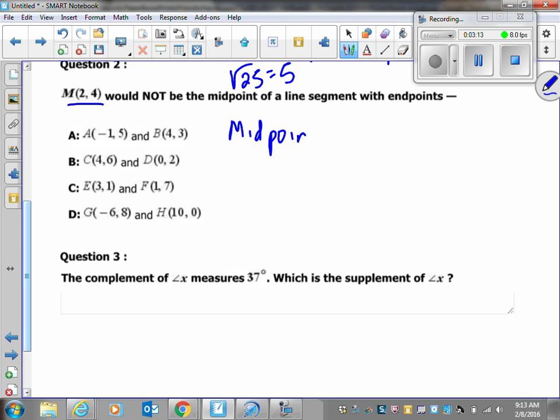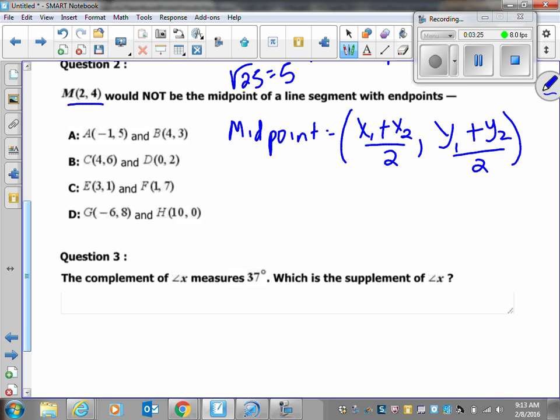This is something you have to memorize. It would not be given to you on the SOL test or when you take your first quarter test. So this is going back to unit 1. It's x1 plus x2 divided by 2, y1 plus y2 divided by 2. So you have to do it for each one of them. I'll do it for A. This is my x1, this is my y1, x2, y2.